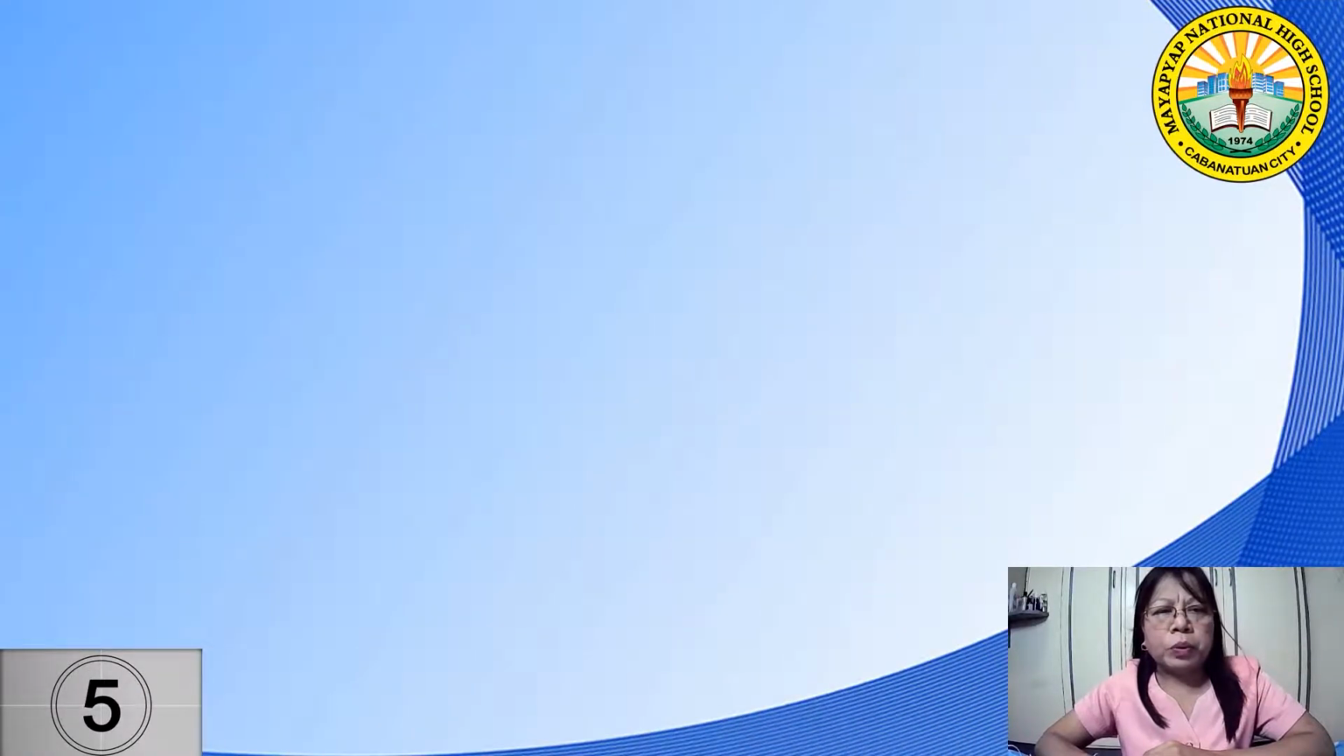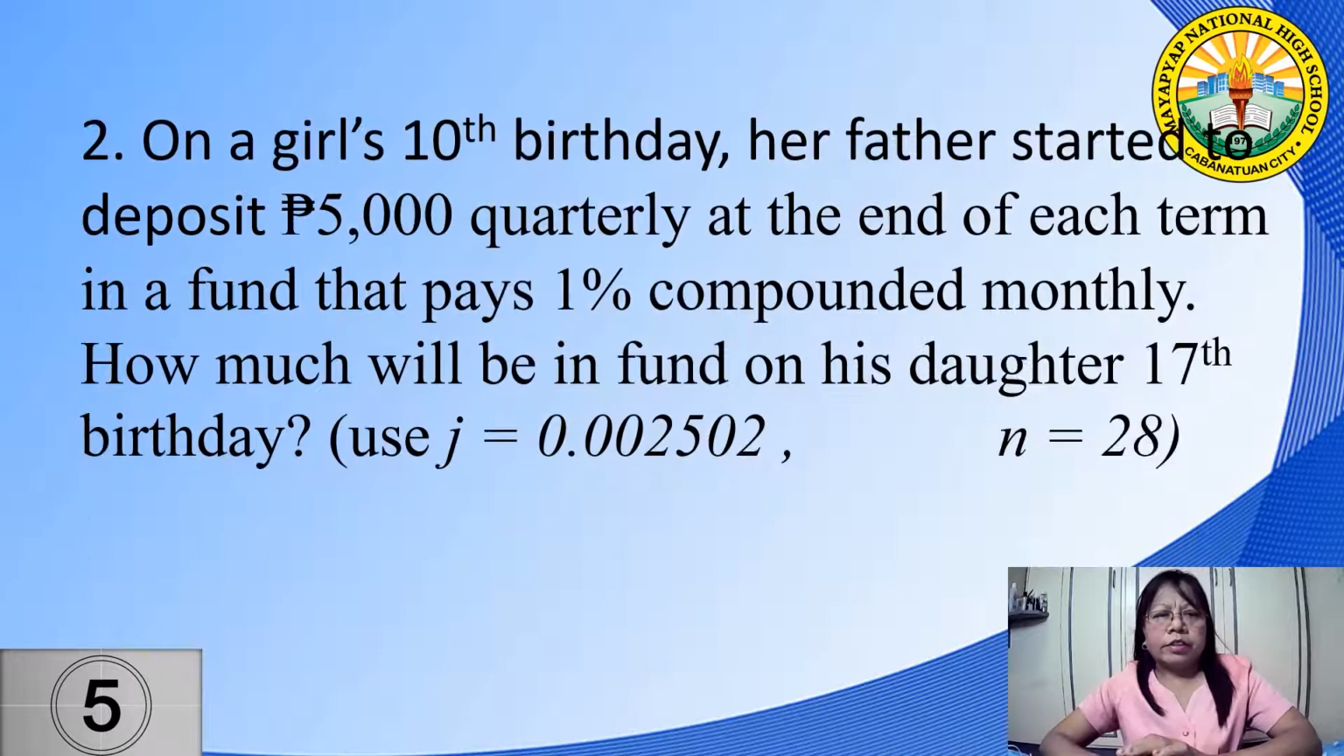Question number 2. On a girl's 10th birthday, her father started to deposit 5,000 pesos quarterly at the end of its term in a fund that pays 1% compounded monthly. How much will be in fund on his daughter's 17th birthday? Use J equals 0.002502 and N is equal to 28. Time starts now.